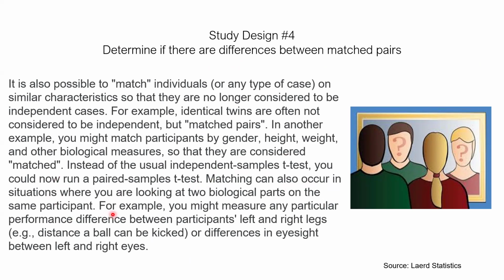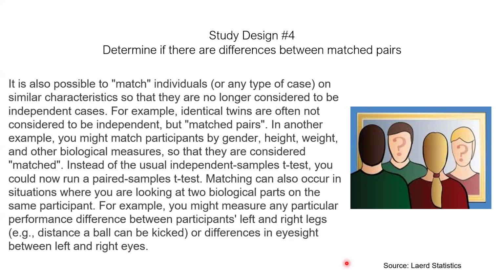Okay, so matching can also occur in situations where you are looking at two biological parts on the same participant. So for example, you might want to measure any particular performance difference between participants' left and right legs. Okay, so the left leg will kick a ball, and the distance that a ball can be kicked will be measured using the left leg and also using the right leg. Okay, or differences in eyesight between left and right eyes. So they are matched. Okay, so you are now comparing differences between the matched pairs, right? So an independent or a dependent t-test or a paired t-test can be used here.